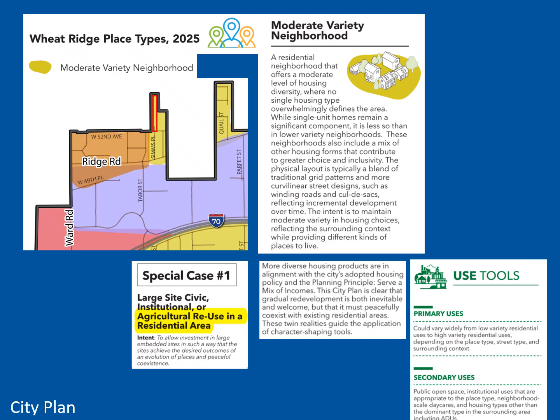The city plan identifies this site as a moderate variety neighborhood place type, and it also qualifies as a special case agricultural reuse site. The plan specifies the appropriate application of use and form in this context. For this location, a wide variety of housing types ranging from single-unit residential up to multi-unit residential adjacent to 52nd Avenue are appropriate. The proposed site design responds to the form and design recommendations of the city plan.